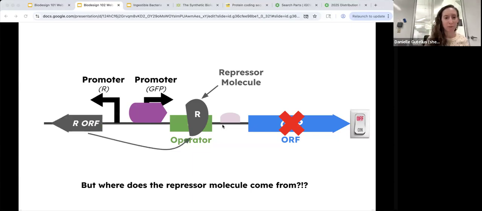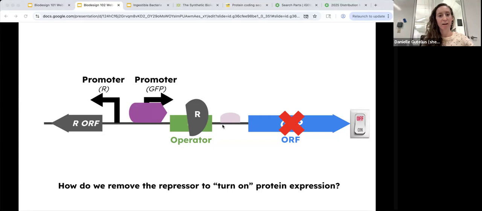Okay, so we're working backwards. We need a repressor. Oh, we'll get to that. Someone asked, how does the repressor detach? We're going to get to that. So we have to code for the repressor so that it's there. We're just going to do that by making another circuit, a separate promoter that's attached to a separate coding sequence that codes for our repressor protein. Okay, you were like one slide ahead of me.